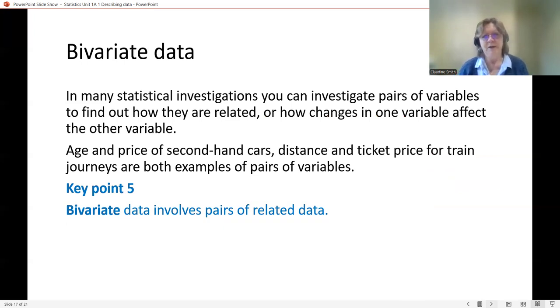Bivariate data. In many statistical investigations, you investigate pairs of variables to find out how they are related or how one variable changes and affects the other variable. Age and price of second-hand cars, for example, distance and ticket price for train journeys are both examples of pairs of variables. So key point 5, bivariate data involves pairs of related data.